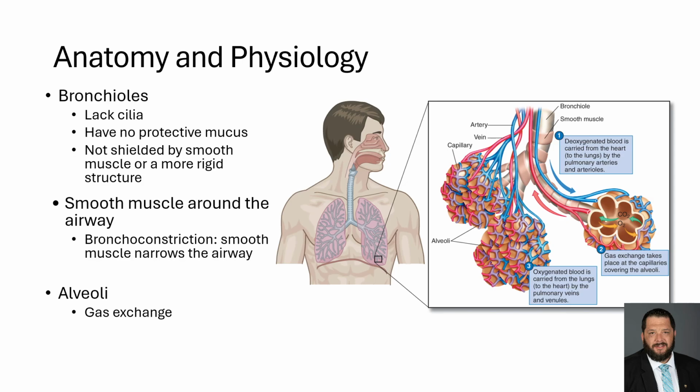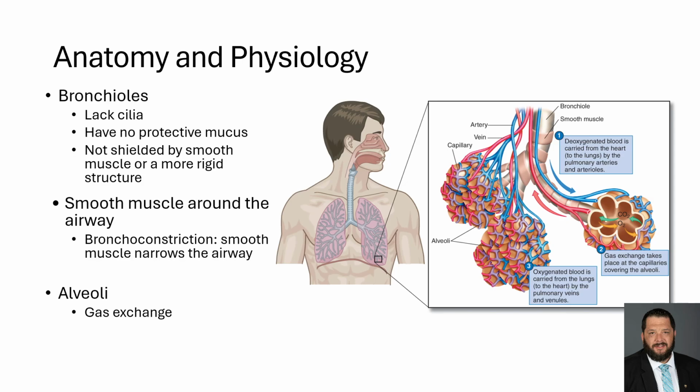But once we get into the bronchioles, there's no cilia. They don't have any protective mucus like the trachea does, or the left and right mainstem bronchus. They do have smooth muscle around the airway. This controls the diameter of those smaller airways through bronchial constriction or bronchial dilation.